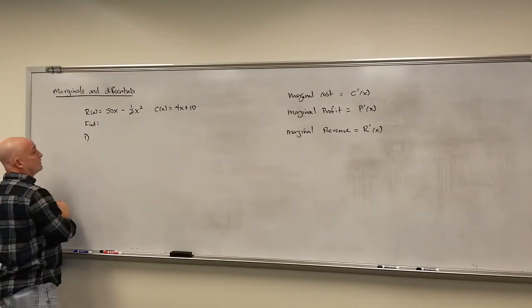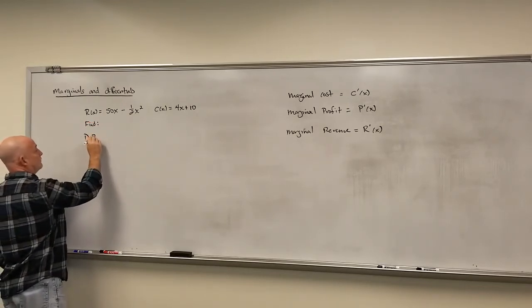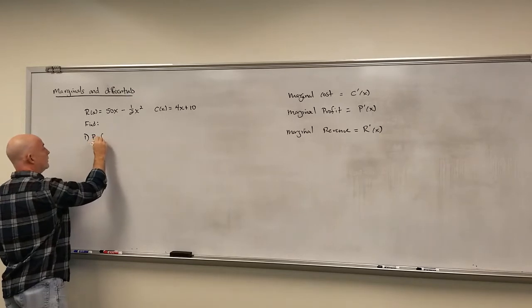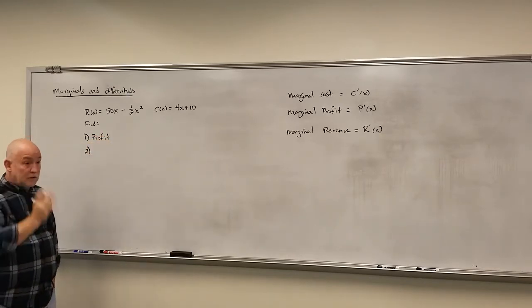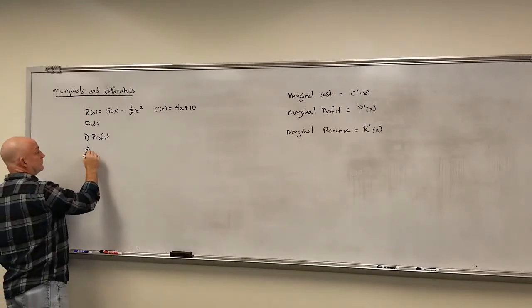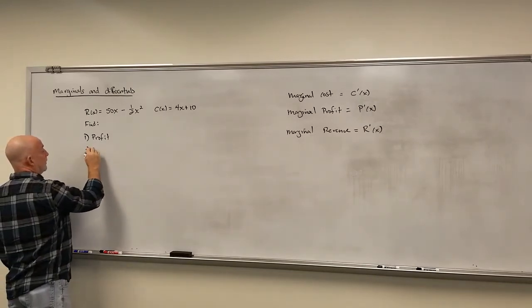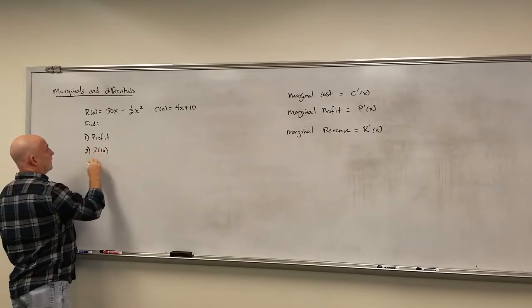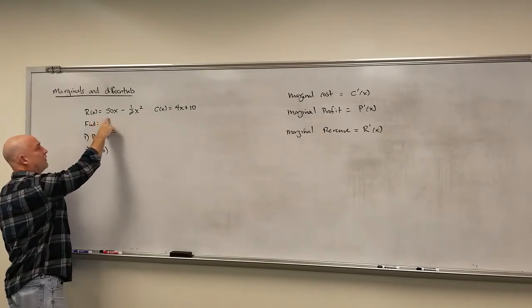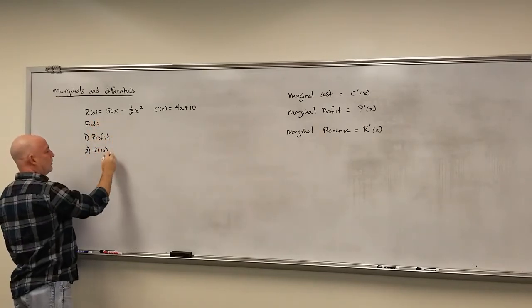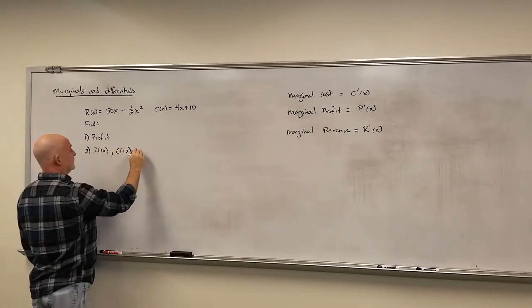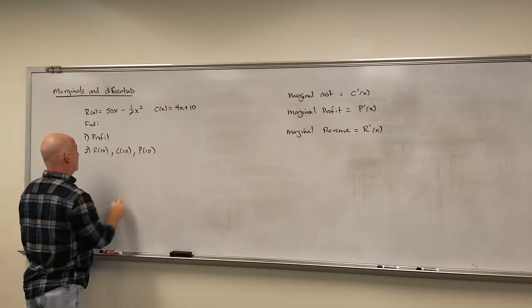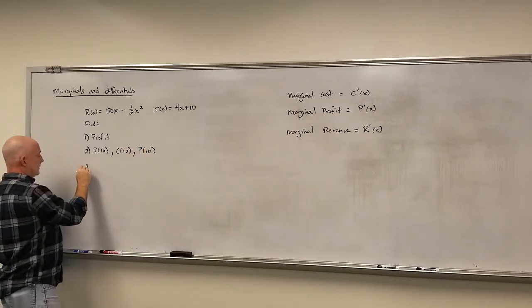Let's see, first thing, let's see if we can find the profit. That one should be straightforward. Step 2, let's see if we can find our revenue if we make, by the way, remember, this is the revenue for making X things, and the cost. So the revenue if we make 10 things, cost if we make 10 things, and profit if we make 10 things. Let's see.